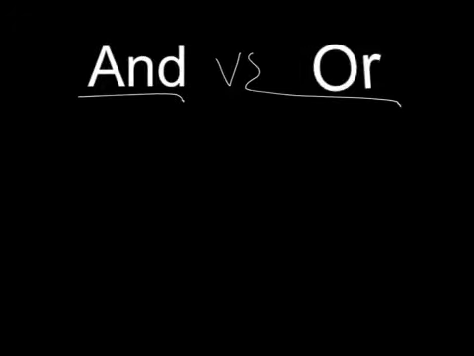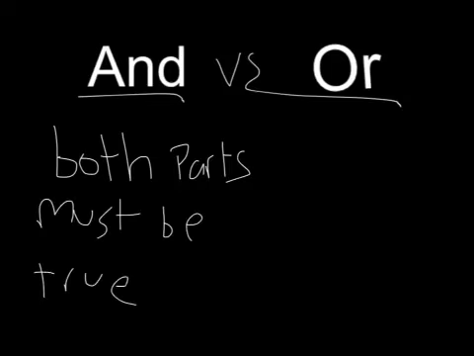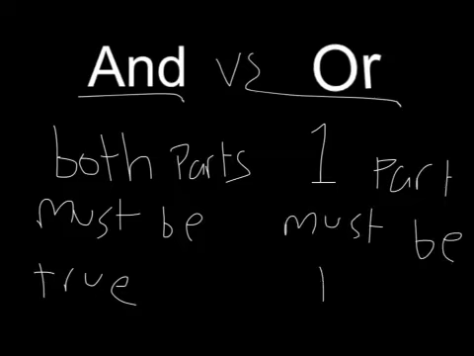Now, if a statement uses the word and, what it means is that for that statement to be true, both parts must be true. On the other hand, if we use the word or, only one part must be true.